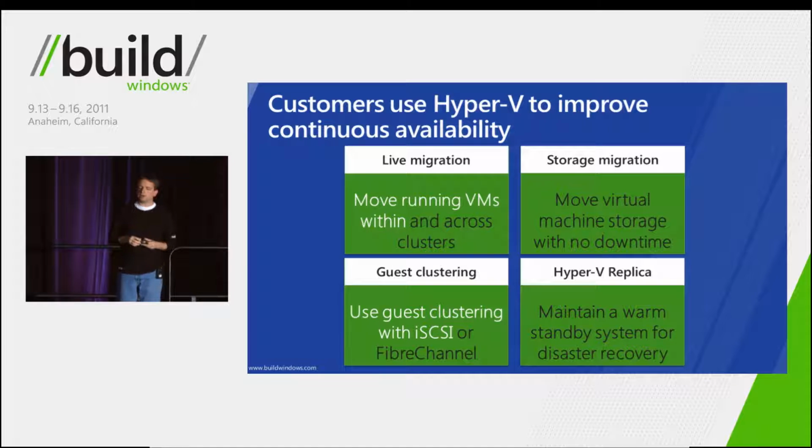The final thing that I want to talk about that we've done in software to help with continuous availability is Hyper-V Replica. So Hyper-V Replica is new functionality in Windows Server 8 that helps customers maintain a warm standby virtual machine specifically targeted at the disaster recovery scenario. And here's how it works conceptually at a high level.